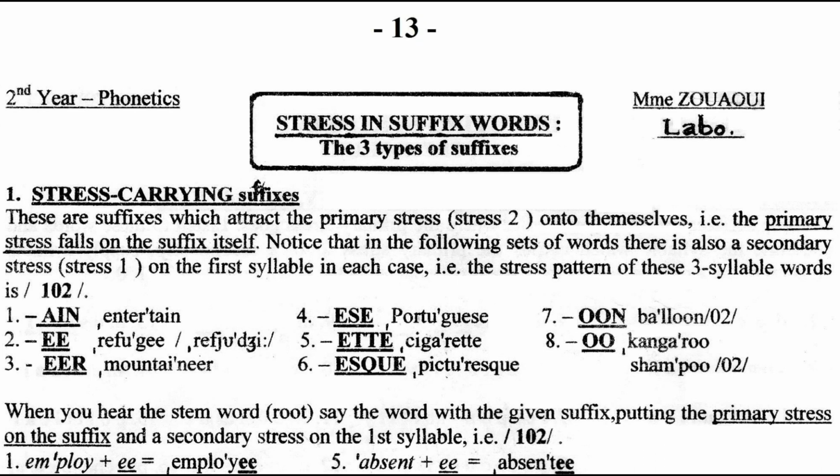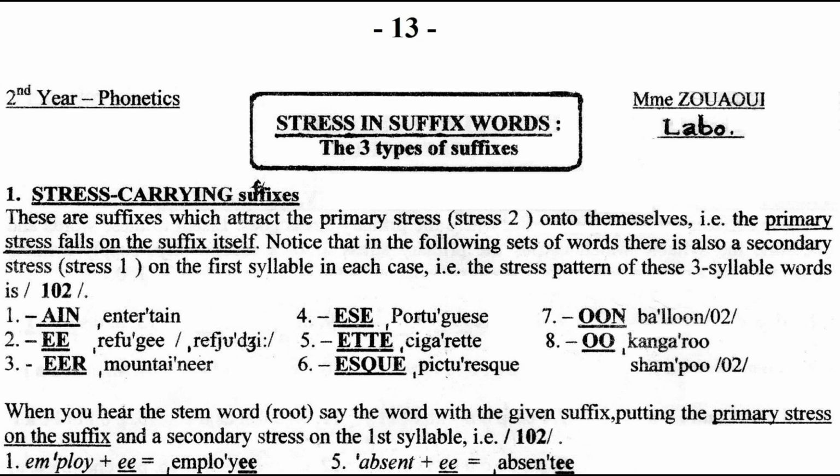Number 6, the suffix esque, like picturesque, picturesque. Number 7, the suffix oon, like balloon, balloon. Here the stress pattern is 0, 2 because the word has 2 syllables. And finally, the suffix oo, like kangaroo and shampoo.